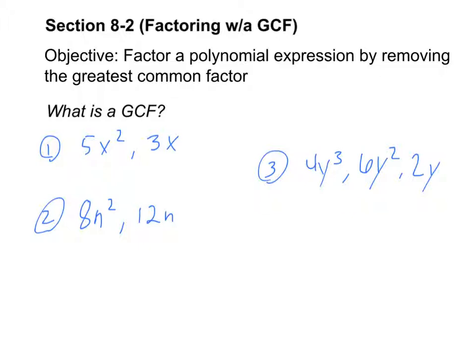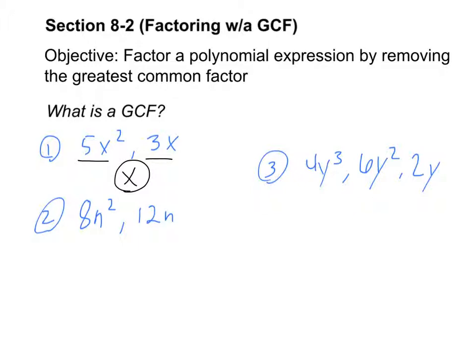So number one, you have 5x squared and 3x. Well, the only thing that's in common is 1x, because if you look at the numbers 3 and 5, there's no other factor other than 1 in itself. So 1x is your GCF here.